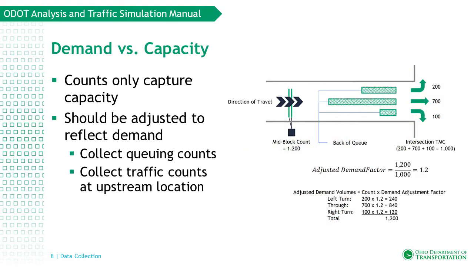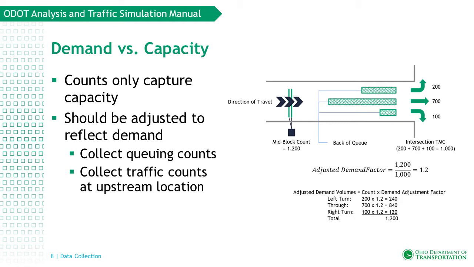Traffic counters will only capture capacity, which will result in underrepresented traffic demand and thus inaccurate traffic analysis. In these situations, the study intersections and segments will be shown to perform better than reality. Therefore, counts should be adjusted to reflect actual demand. This adjustment can be made in one of two ways. The first method involves collecting queue counts as defined in Volume 2 of the Ohio Traffic Forecasting Manual. The second method involves collecting additional traffic counts at a location upstream of the congested location.